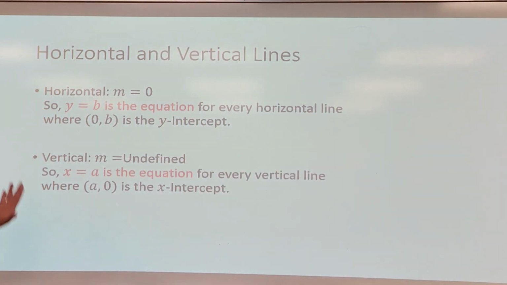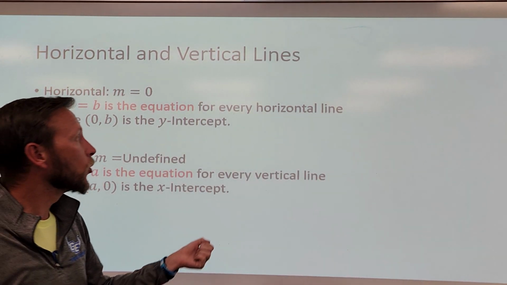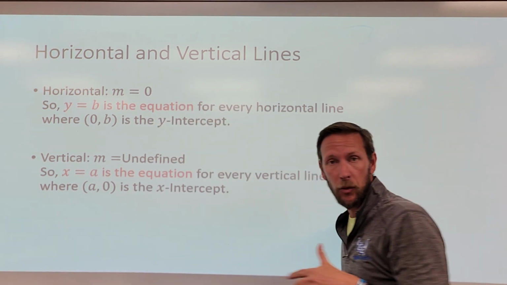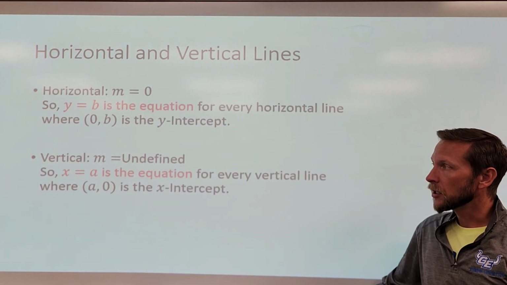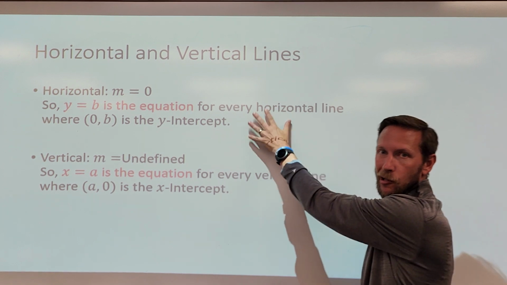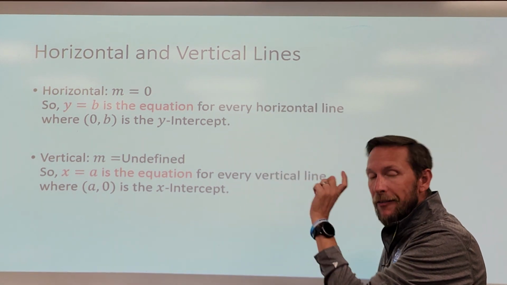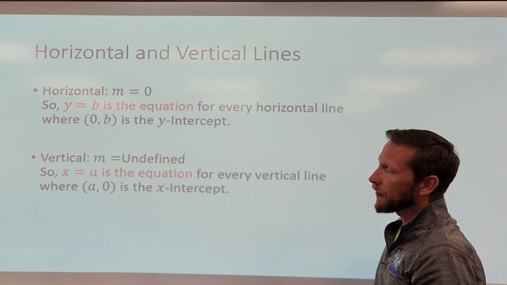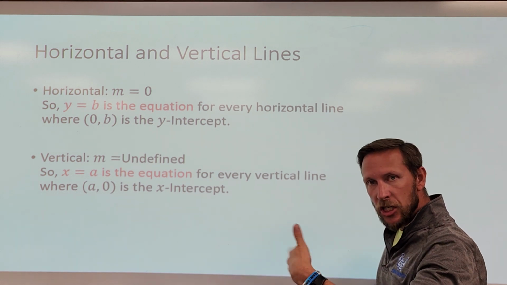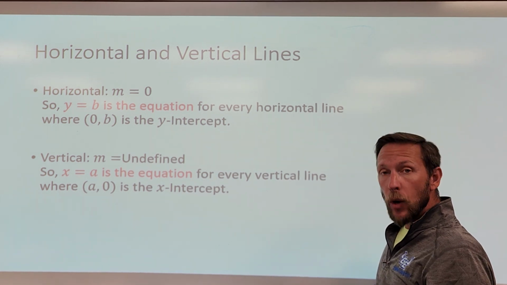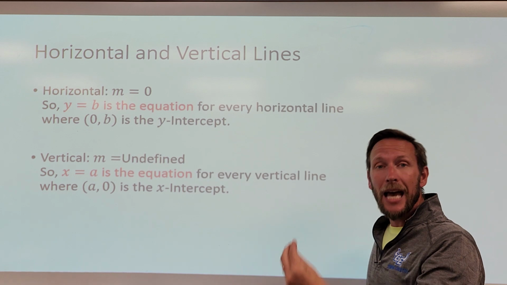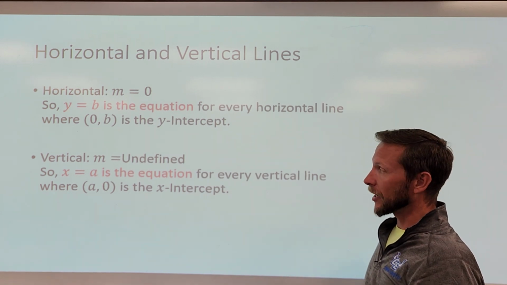For a vertical line, our slope is undefined, and so we can't use the y minus y1 equals m times x minus x1 formula, which is a lot of work anyway. Don't do all that work over here. But if we have a vertical line, if we know that the slope is undefined, where your change in x is 0, then your equation is just x equals the x value of the x-intercept.